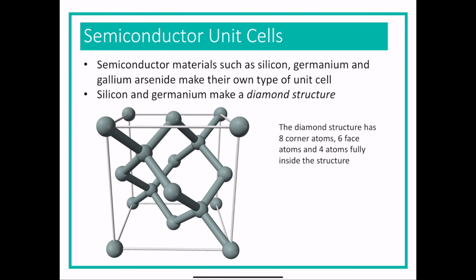Carbon also makes a diamond structure, but we don't use carbon. But carbon does make a diamond structure as well, sometimes, not all the time. In this case, we have 8 corners, 6 face atoms, and 4 all the way inside the structure, which is much easier to see if you're looking at a physical model than on paper. So the number of atoms here is 8: 8 corners for 1, 6 faces for 3, and then 4 all the way inside. So we get 8 atoms in a unit cell.